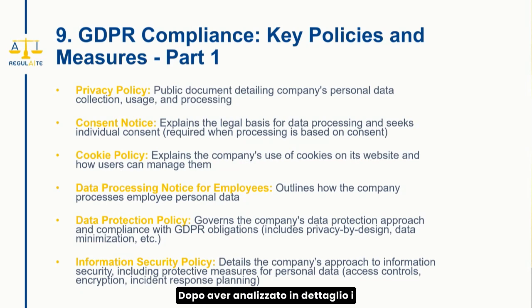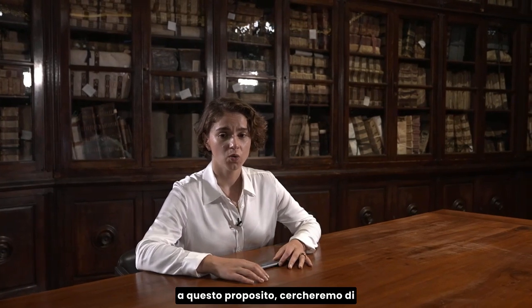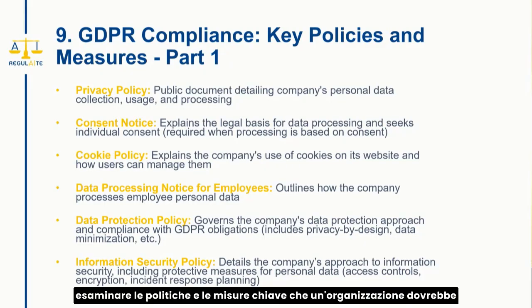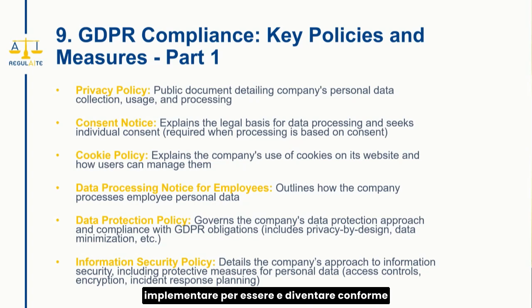So now, after having gone through in detail the lawful grounds for the processing of personal data, how you can achieve lawful and fair processing, how the transparency principle can be implemented, and which are the requirements provided for under the GDPR in this respect, we will now try to look at the key policies and measures an organization should implement in order to get compliant with all its obligations under the GDPR.